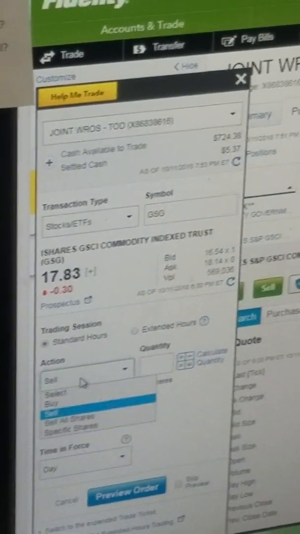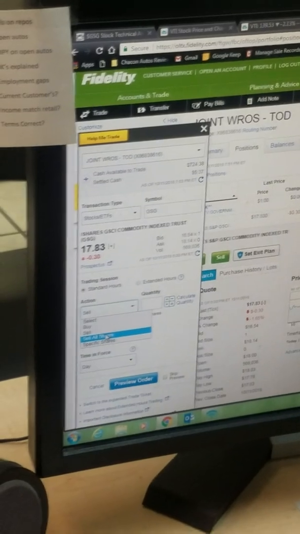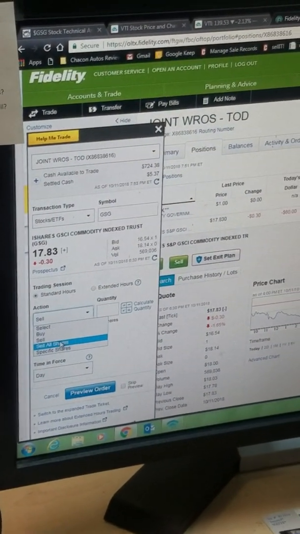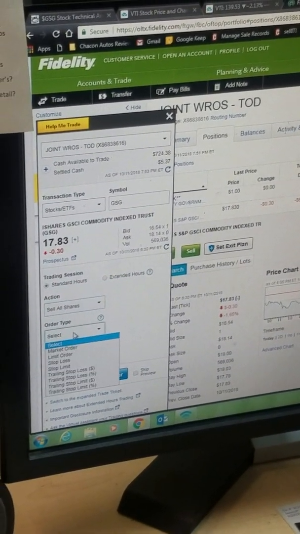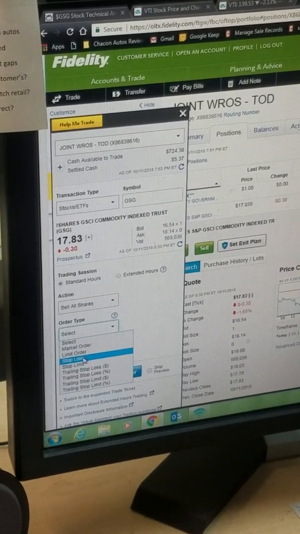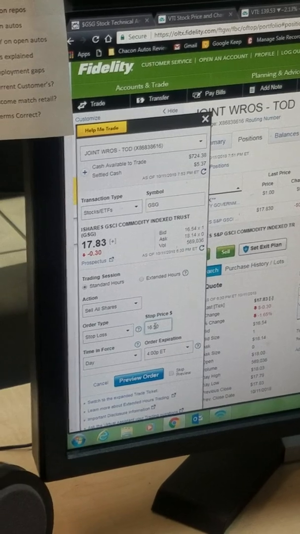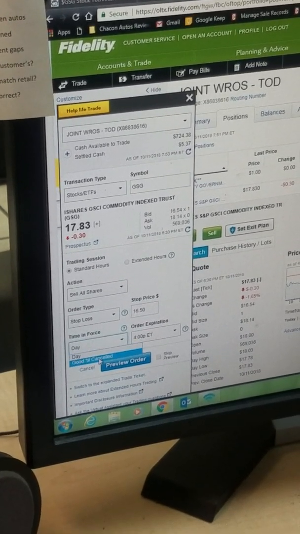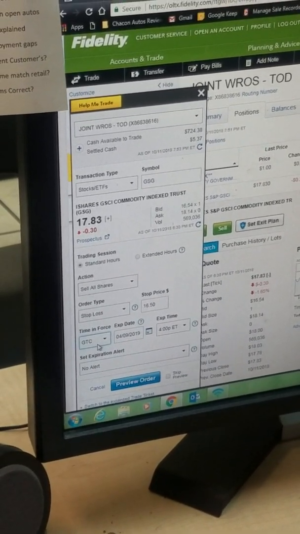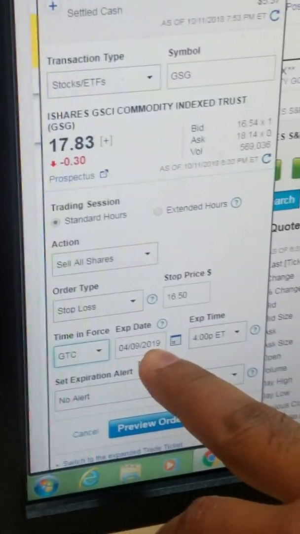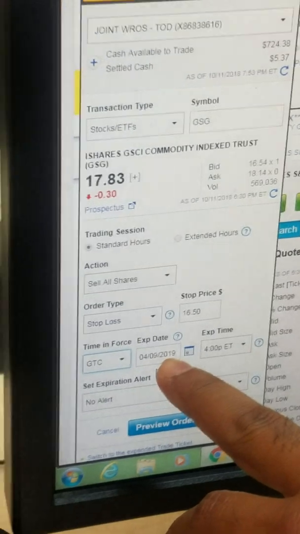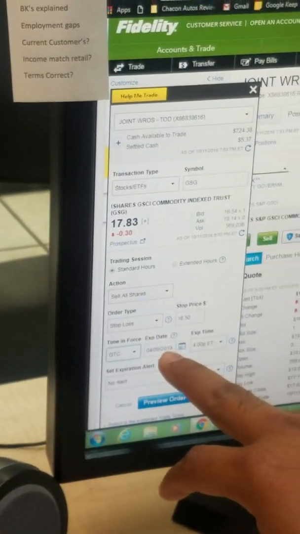I'm gonna sell all shares. The order type is a stop loss, and I'm gonna put a stop loss at 16.50, and it's good till canceled. Not until the end of the day. This is good till canceled. It gives me six months. Yeah, 4 + 2, 6 months.